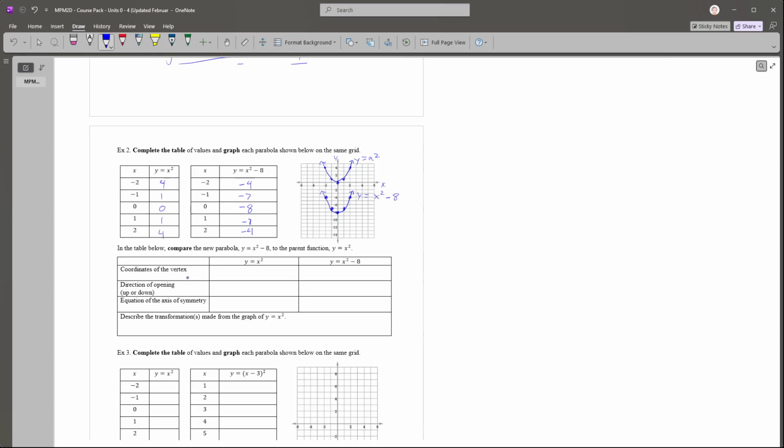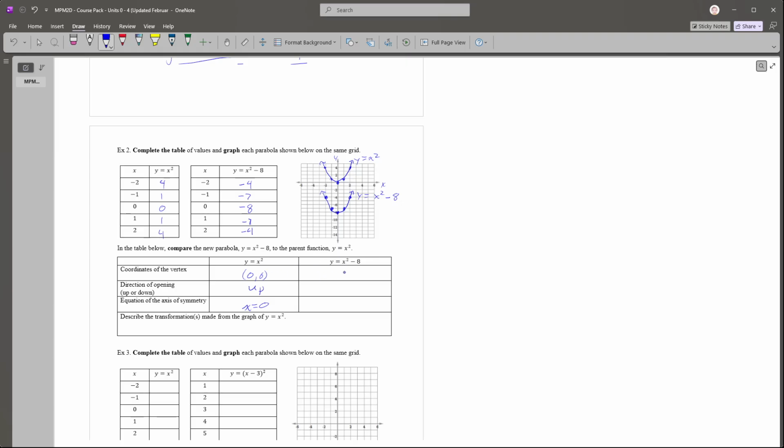Okay. So let's put in our data. Our parent equation, vertex is still 0, 0. Nothing's changed. It's still opening up, and it still has an axis of symmetry, or line of symmetry, depending on what you want to call it. Axis of symmetry equals x equals 0. X is equal to h. Okay. How about this one?